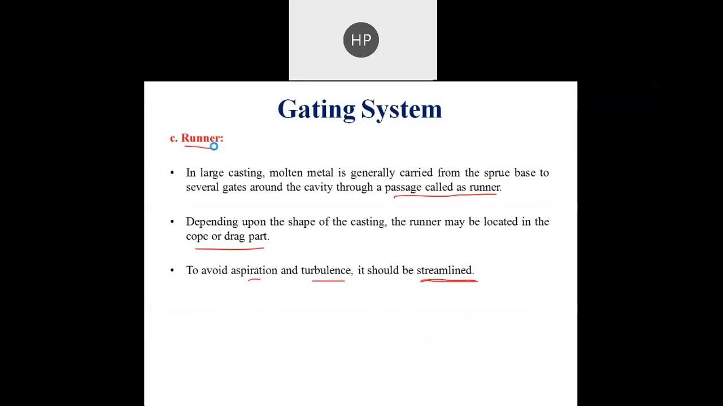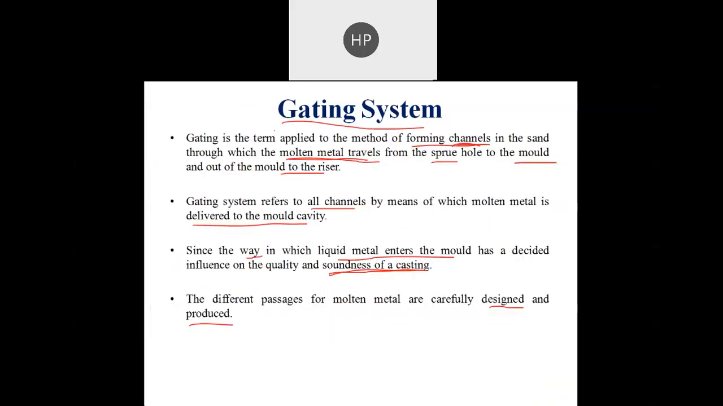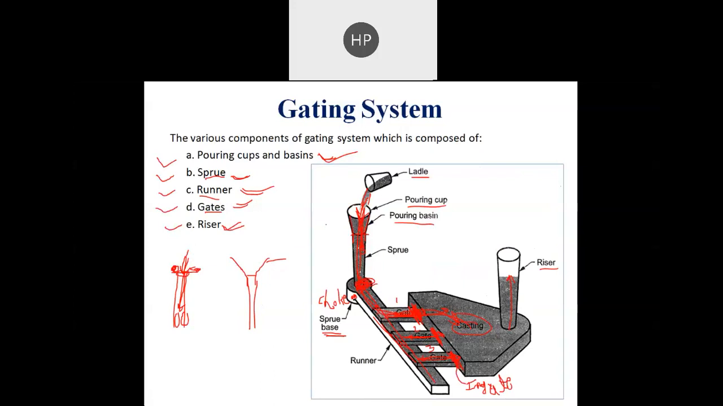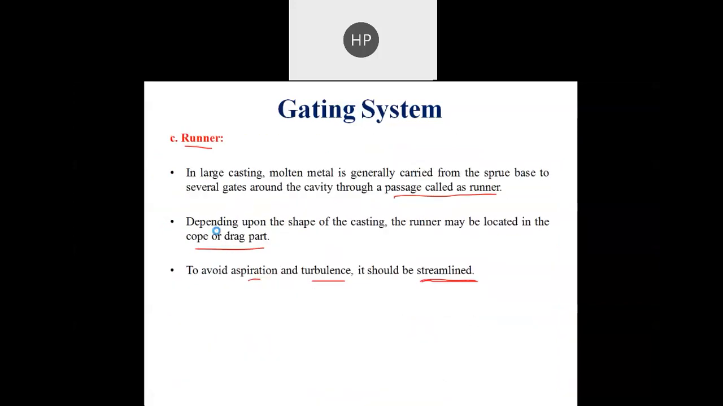In this lecture we have studied the importance of the gating system, and the components of the gating system, like pouring basin, sprue, runner, gate, and riser, which are very important in gating system design, as all these components are needed to have a sound casting without any defect. And that's why the gating system plays a very important and crucial role in the casting process.